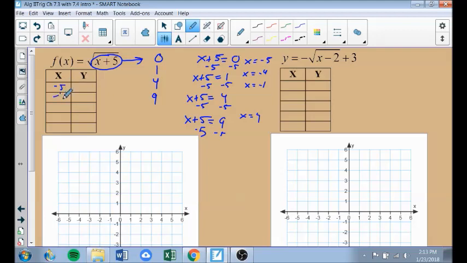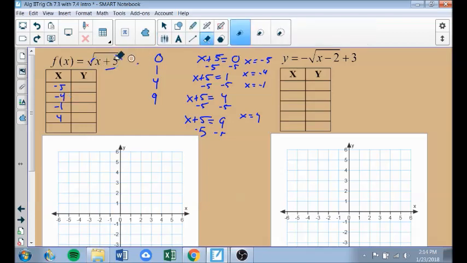These are the numbers I should be plugging in for x. Negative 5, negative 4, negative 1, 4. Now, these are just the numbers I'm going to plug in for x. I still have to go through the process of doing that. If I plug negative 5 in for x, negative 5 plus 5 is 0. The square root of 0 is 0. This is the point negative 5, 0.